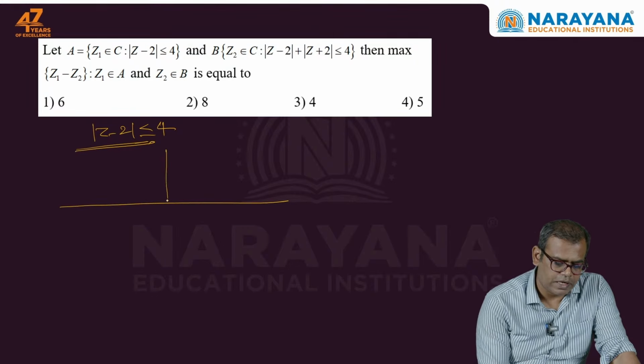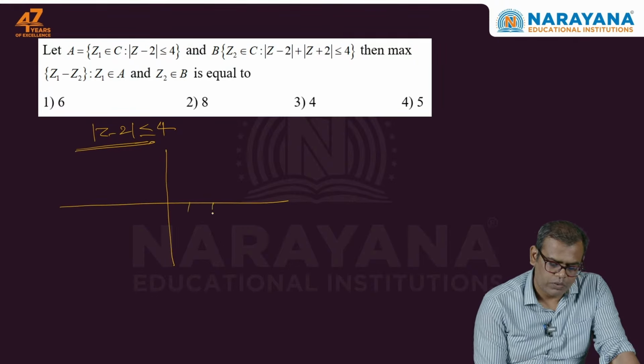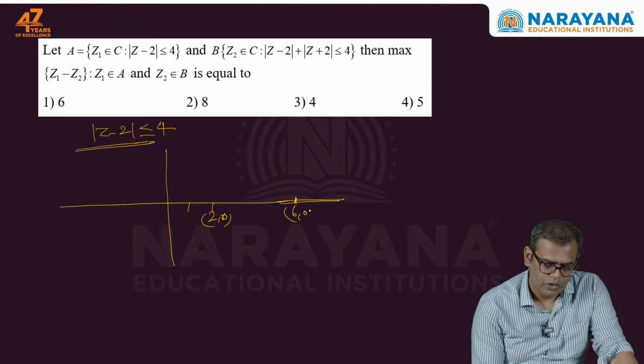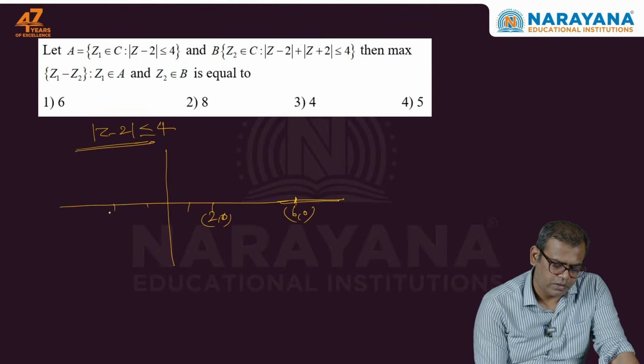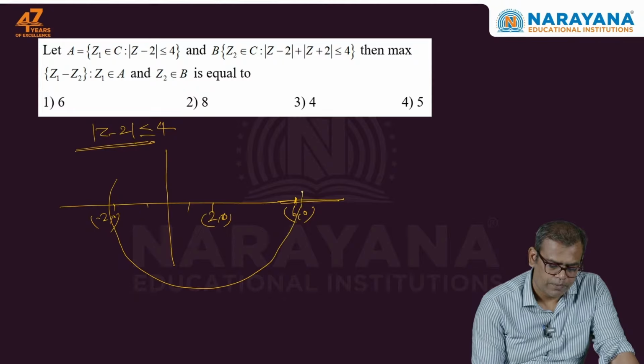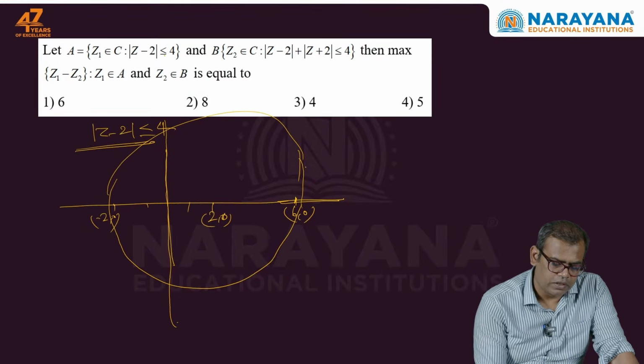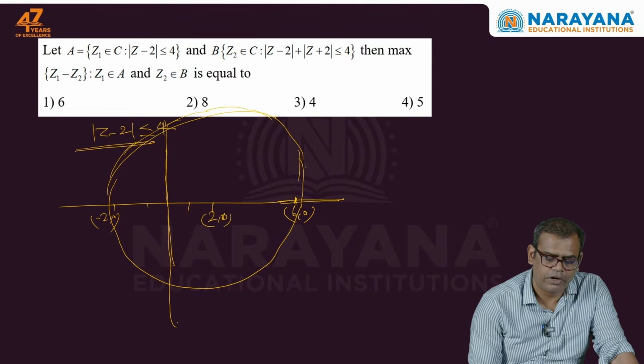Here the center is 2 comma 0, and the radius of this disk is 4 units, right? So here 6 comma 0 will come, and on this side minus 2 comma 0 will come. So this is the diameter, right? So the circle will come like this. This is our coordinate axis, and this is less than or equal to 4, so including the inside of the circle and the boundary also.